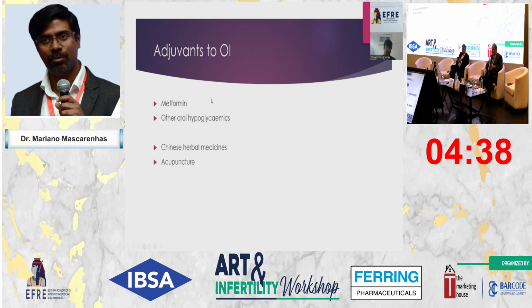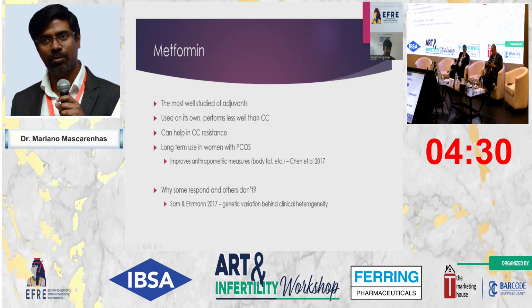Now, coming to adjuvant ovulation induction, we have metformin or other oral hypoglycemics, Chinese herbal medicines, and acupuncture. Metformin is the most well-studied of the adjuvants. Used on its own, it doesn't perform as well as clomiphene, but it can help with clomiphene resistance. There's actually reasonable data to say that if you use it long-term for women with PCOS, it can improve anthropometric measures. So basically, it changes their body fat proportion and things like that. Whether it should be used as a general health measure, we don't know. I don't think the data is there yet.